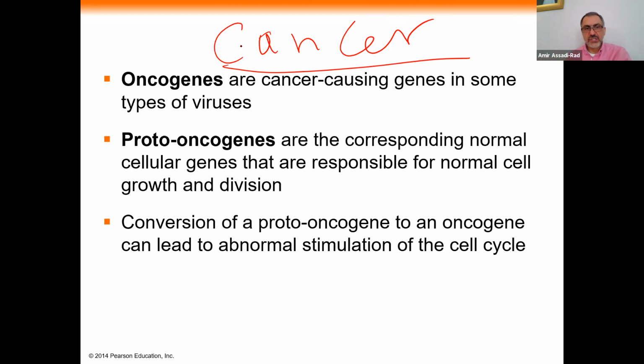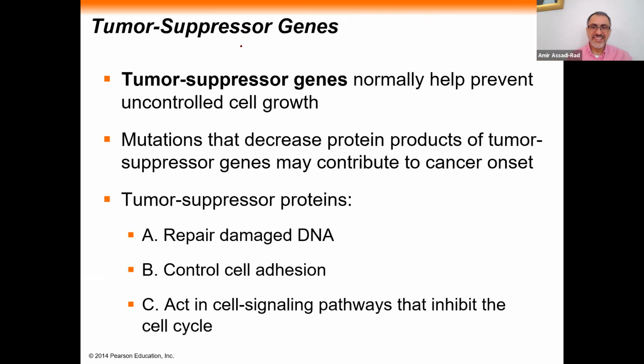Oncogenes lead to abnormal stimulation of the cell cycle, which causes cancer. We studied it a little bit in the past. Let's talk about it here a little bit more with gene regulation. Tumor suppressor genes normally help prevent uncontrolled cell growth, okay? And mutations that decrease protein products of tumor suppressor genes may contribute to cancer onset.